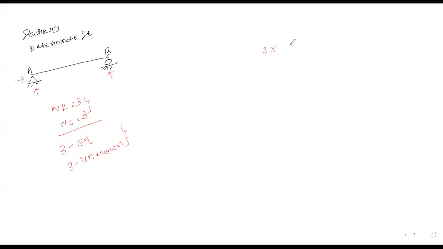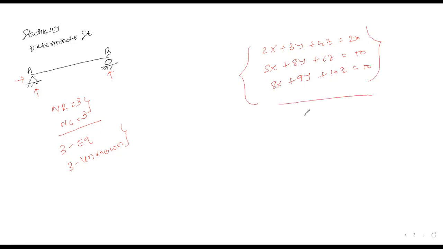2x plus 3y plus 4z equals 20. 5x plus 8y plus 6z equals 10. And 8x plus 9y plus 10z equals 10. Can you solve such a problem? Yes or no? I have written a simple question here, by using Cramer's method or whatever method. You have 3 equations and 3 unknowns. It is a simple problem. Yes, we are able to solve such a problem.